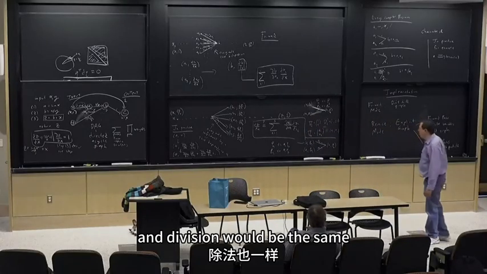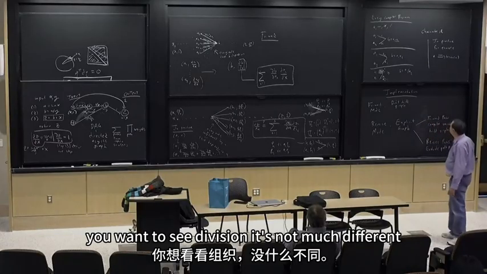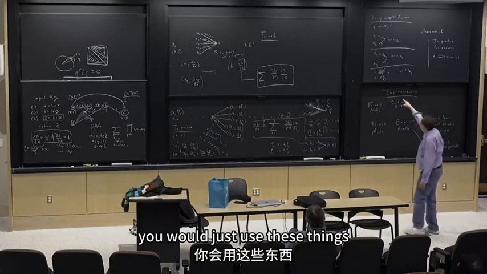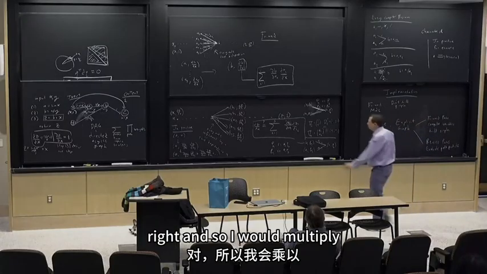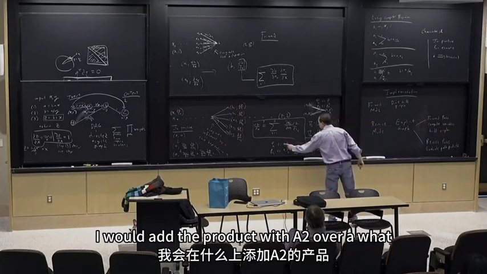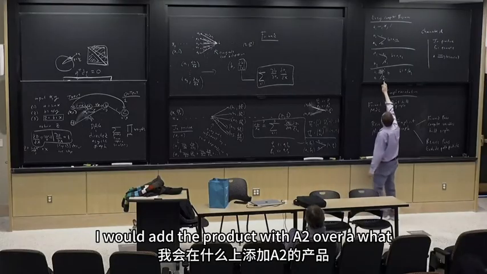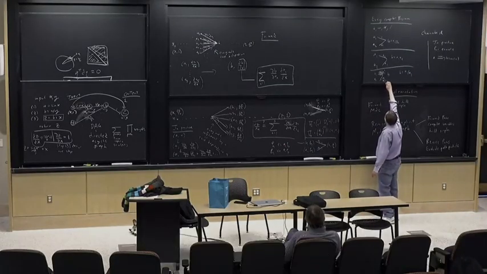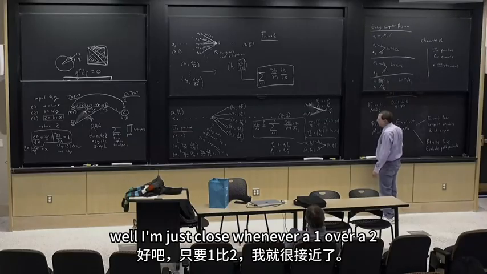And division would be the same. You want to see division? It's not much different. You would just use these things, right? And so I would add the product with A2 over A1. Well, I'll just call this 1 over A2.